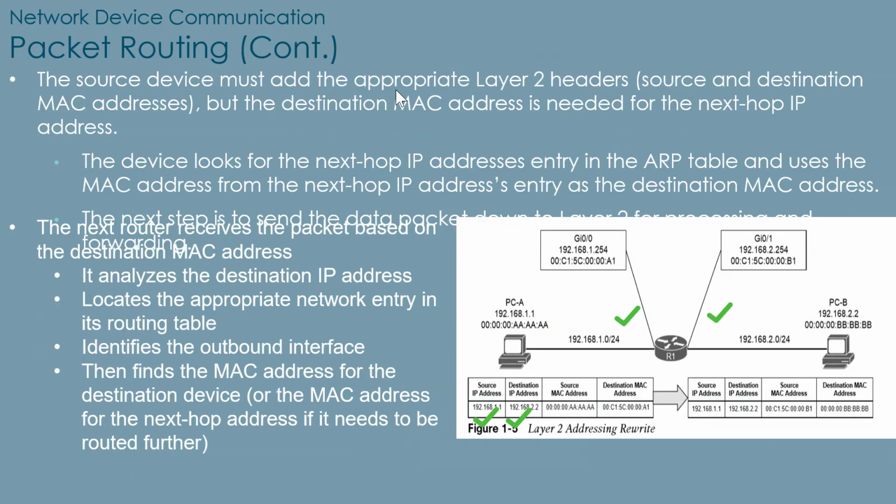The source device must add the appropriate layer 2 header, with source and destination MAC addresses, but the destination MAC address is needed per hop. You need a per-hop MAC address. This interface MAC address and this interface MAC address are both different, A1 and B1. The device looks for the next hop address entry in the ARP table and uses the MAC address for the next hop IP address entry as the destination MAC. Some lines are overwritten here, but I will correct this PPT. The next step is to send the data packet.